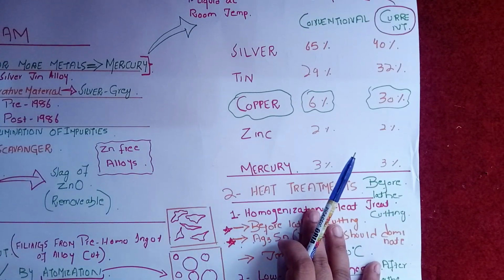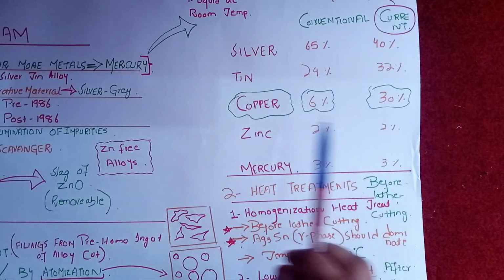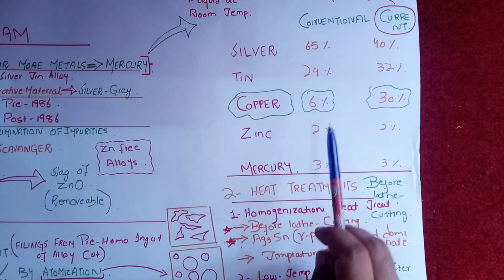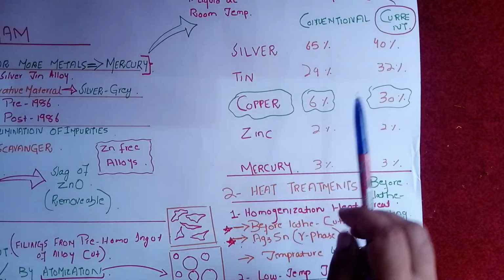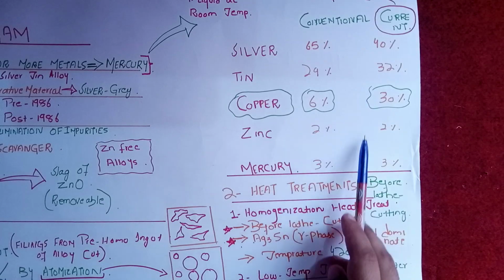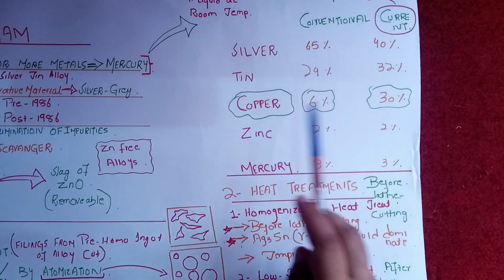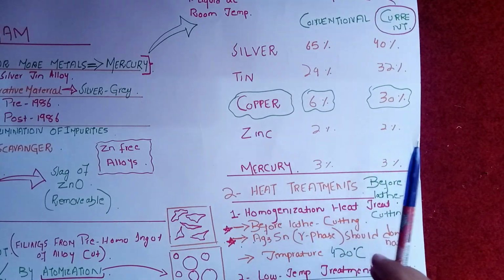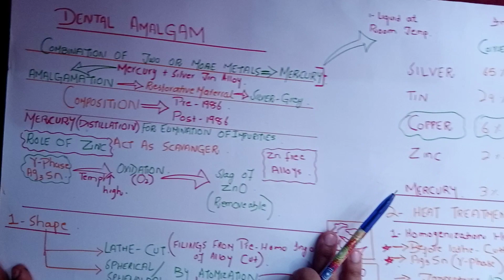Basically the composition of the dental amalgam is almost the same in conventional and current form, but the one main difference is the quantity of copper. The quantity of copper in conventional is 6%, which is very small as compared to current, in which it is 30%. The high copper content exerts a very good effect on the physical properties of the resultant amalgam alloy.